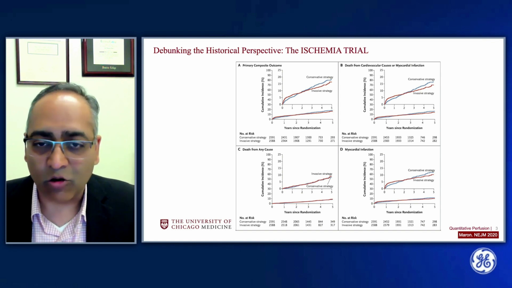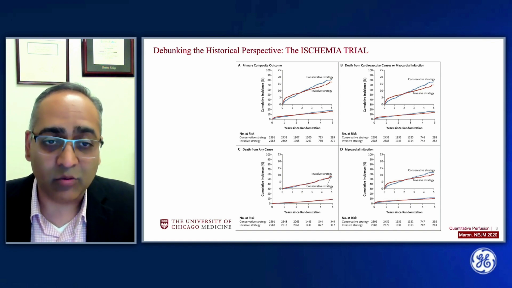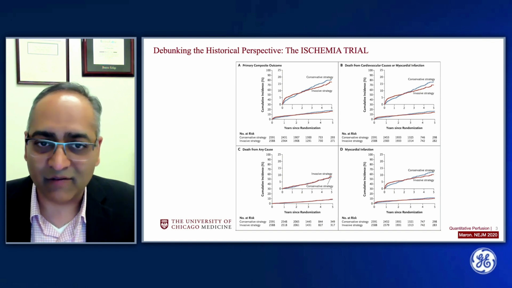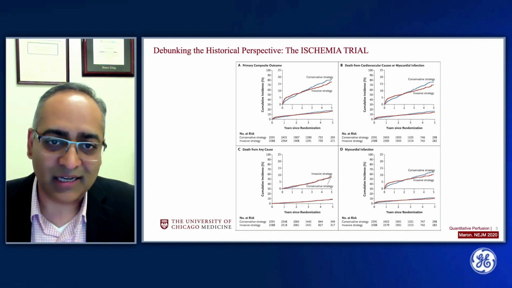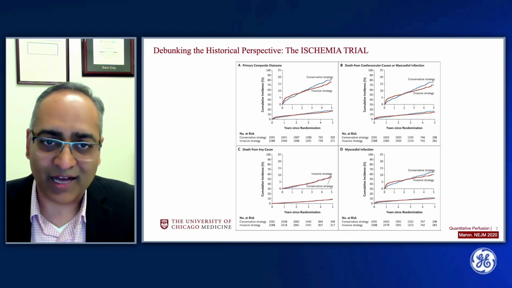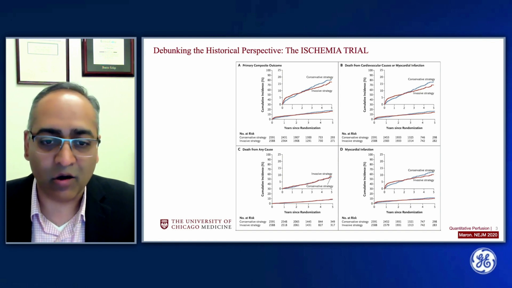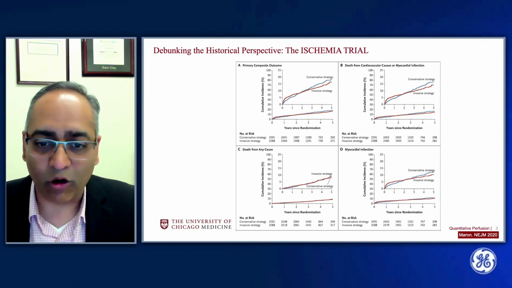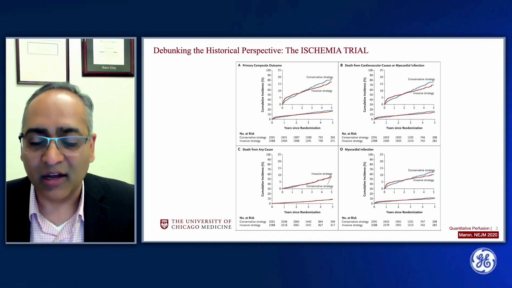Here, a randomized controlled trial comparing patients with moderate or severe amount of ischemia were randomized to either an invasive strategy with revascularization plus medical therapy or just aggressive medical therapy alone. And as you can see on these four graphs, there's no difference in patient outcomes regardless of which arm they were randomized to.